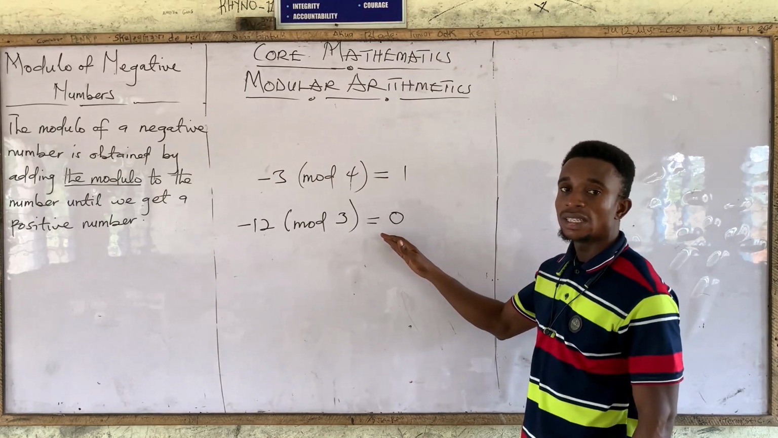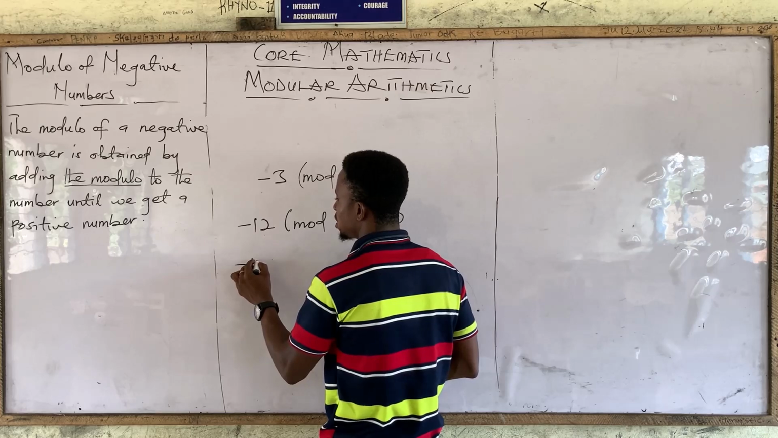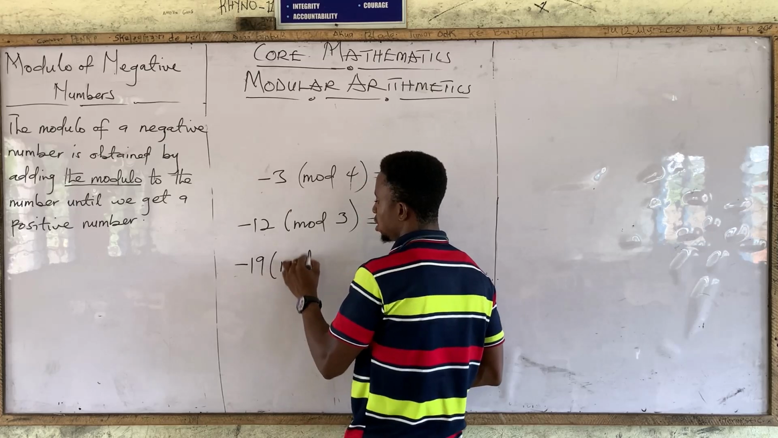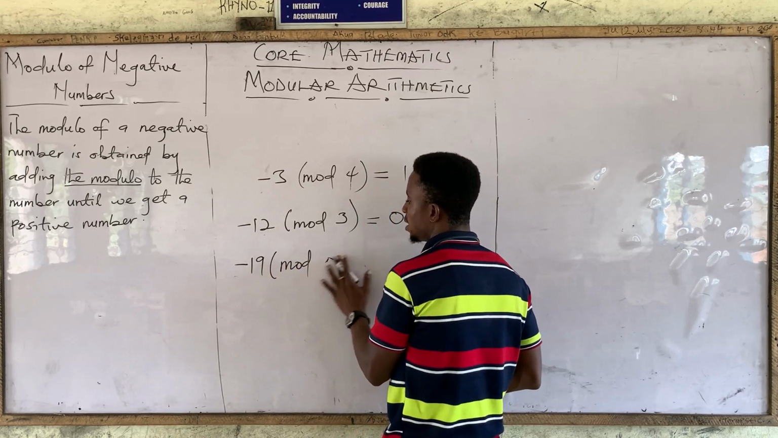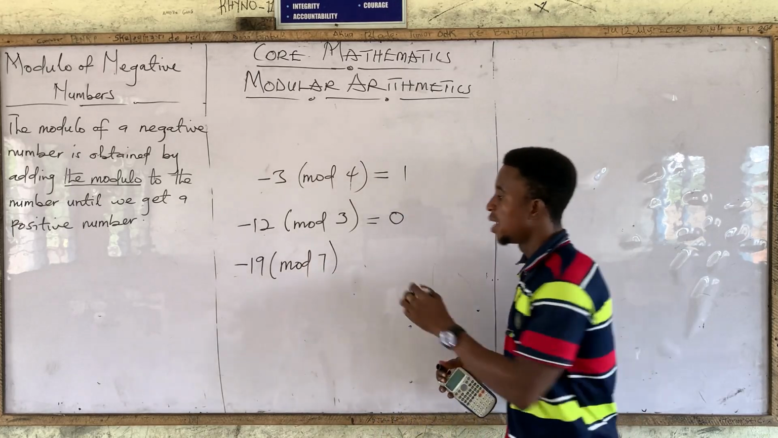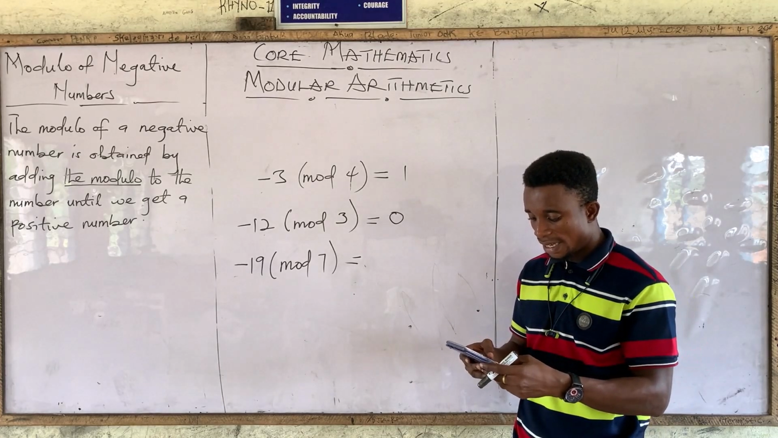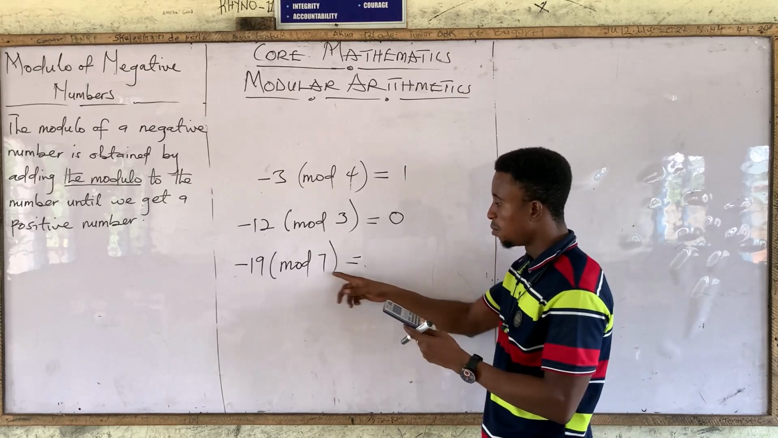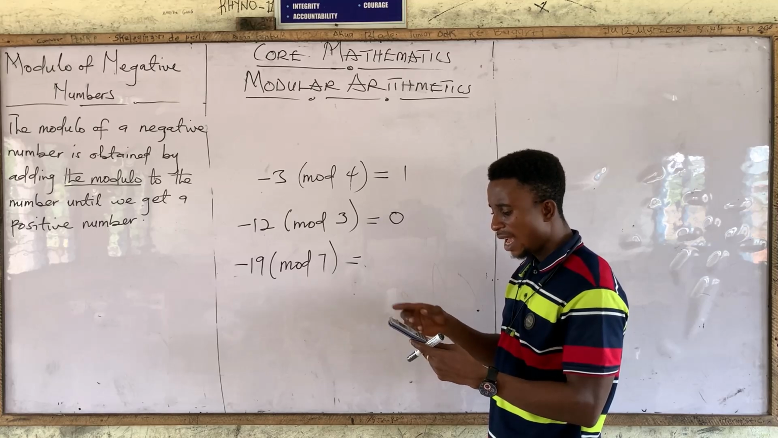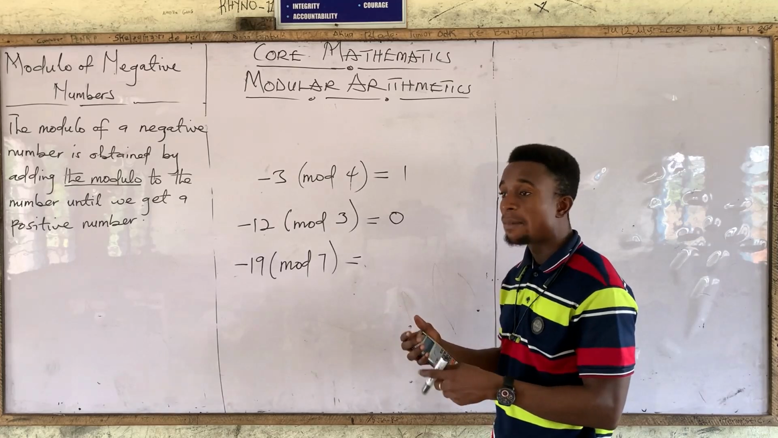So this one is now our answer. You can also be given, let's say, negative 19, then you are given mode, let's say 7. I'm giving this. So I have to take my negative 19, then plus 7, the mode. I get negative 12. So plus another 7, I get negative 5. Then still plus another 7.